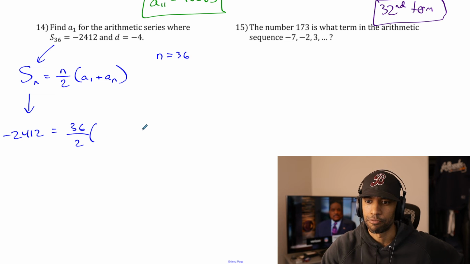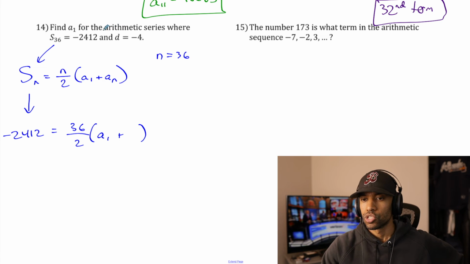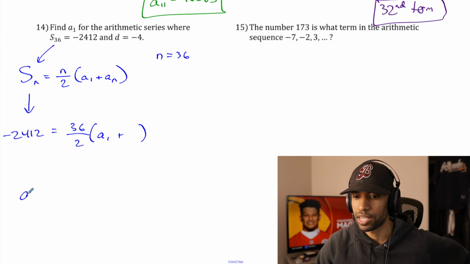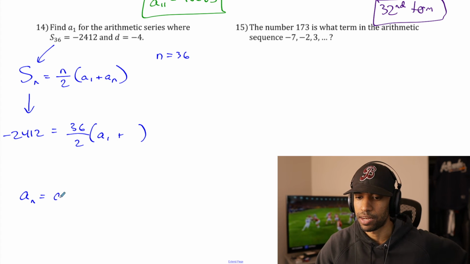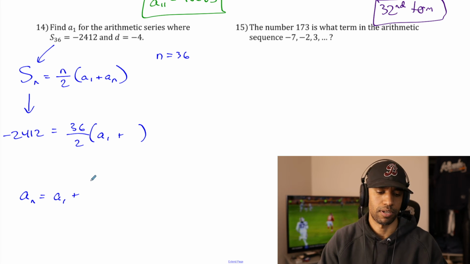Oh, you know what? I have more that I have to do here. We need to find a sub n. We need to find a sub 36. So in order to do this, a sub 36, let's use our explicit rule. A sub n equals the value of the first term. Oh, we don't have the value of the first term. Plus the common difference, minus 4.